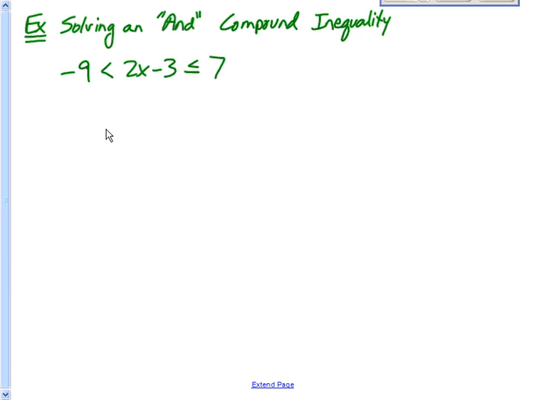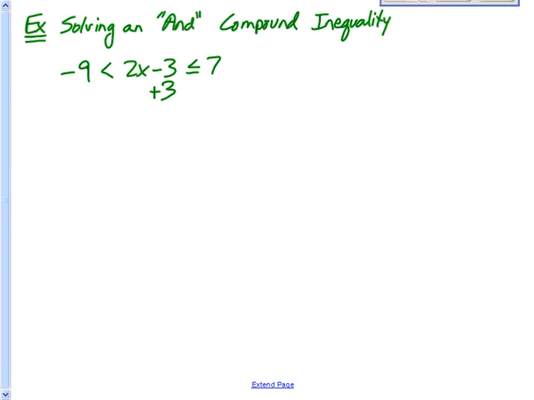Well, if you were looking at just this side of it, how would I solve that one? I would add 3 to both sides, wouldn't you? Notice you have these two inequalities. You kind of have two problems in one. You're just going to add the 3 to both sides.